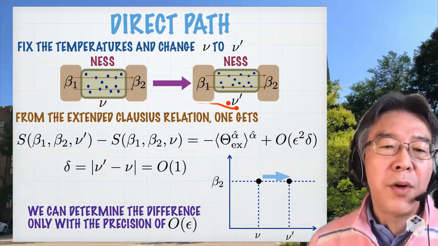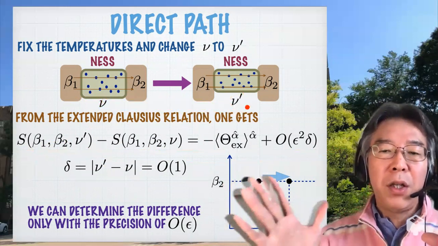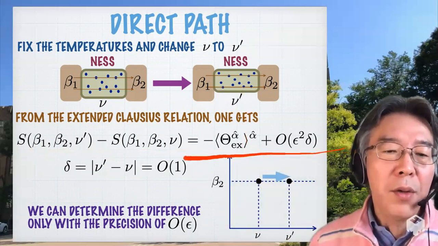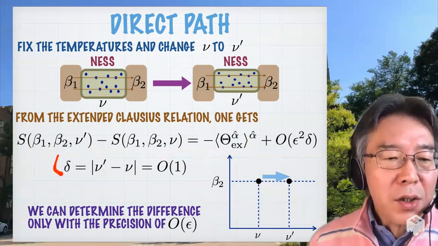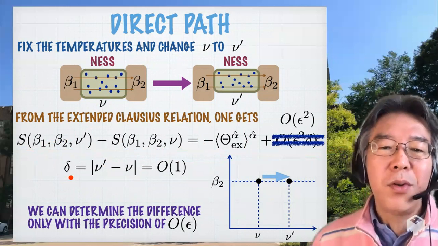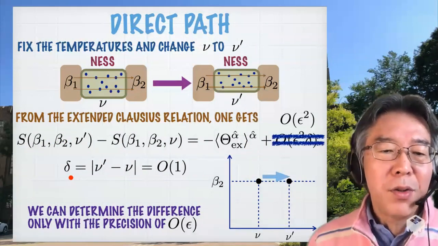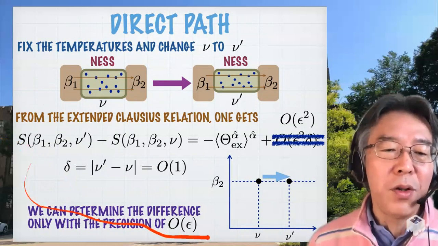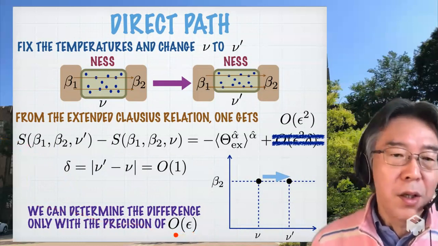From new initial value to new prime. Slowly change the volume or slowly change your external field. And then we have this relation. But in this case, delta is of order 1. So this Euler term becomes order epsilon squared. So this means that we can determine the difference, but the precision is simply order epsilon. That's sad.